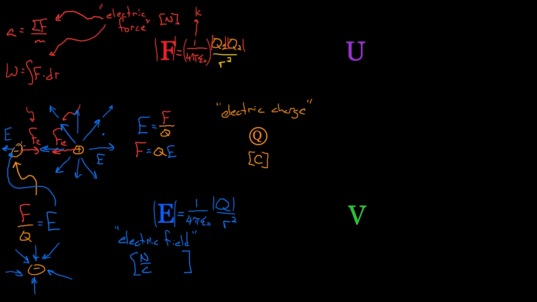You might be like, wait, doesn't this negative create field that goes toward it? Yeah, but it doesn't interact with its own field. We're talking about the electric field created by other charges. So we're talking about the electric field created by this positive. That's the one that this negative is going to notice and respond to. No one reads their own tweets. That's what I'm trying to say.